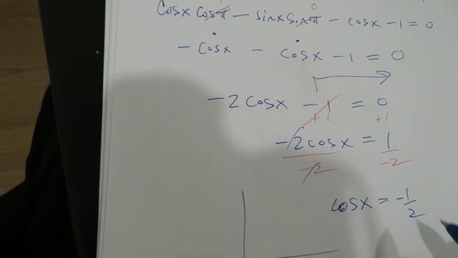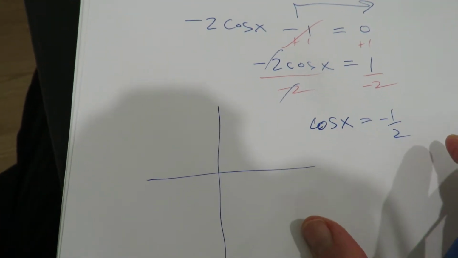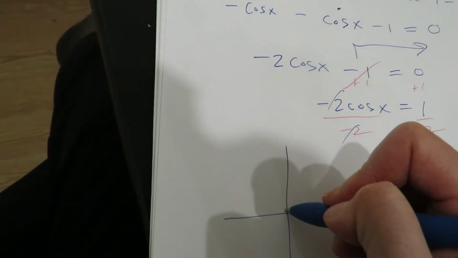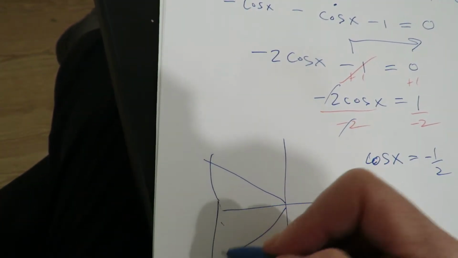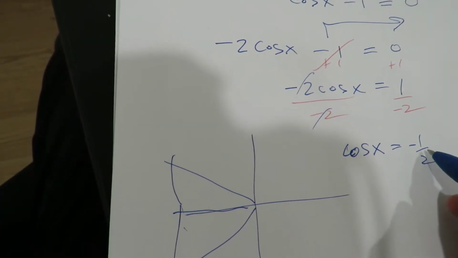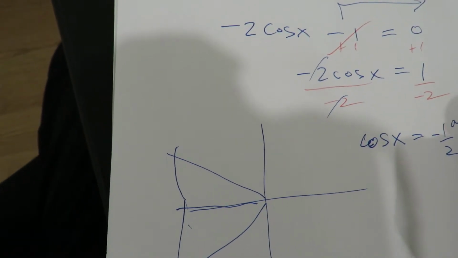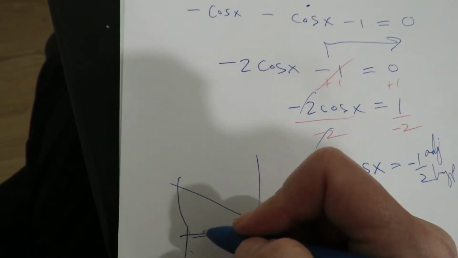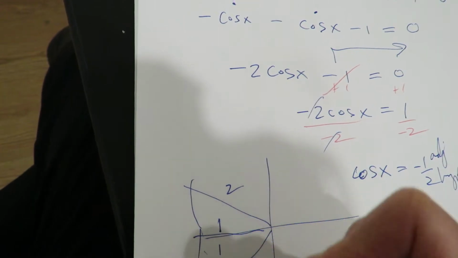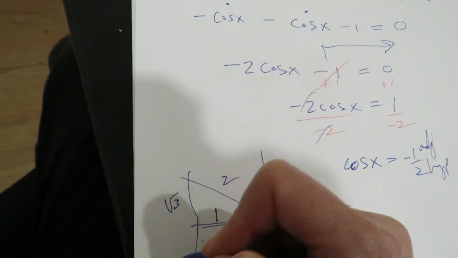So I first have to figure out where the cosine is negative. The cosine is negative to the left, so it would be this quadrant and this quadrant. All right, it's giving me the sides. This is the adjacent over the hypotenuse, so the adjacent is 1, the hypotenuse is 2, which means that the third side is radical 3.